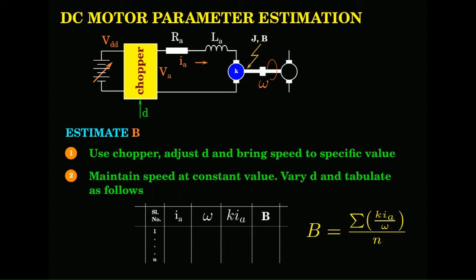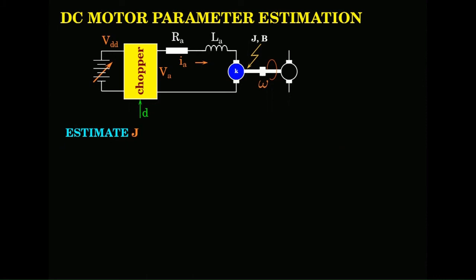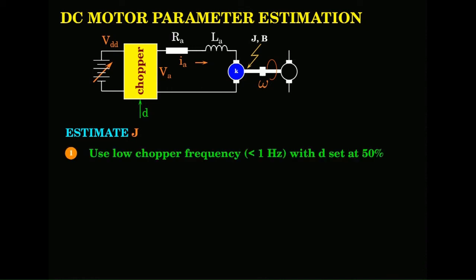So what is it you are measuring? IA and omega. Observe that IA is through a sensor taken inside the processor, omega is through the encoder taken into the processor. I have everything with me. B also can be computed within the system. Then finally, the last value J, inertia, all the reflected inertia on the shaft. With everything else connected, you need to do the experiment. You again use the chopper. You raise it to some speed, bring it to some speed, and then you are switching off.